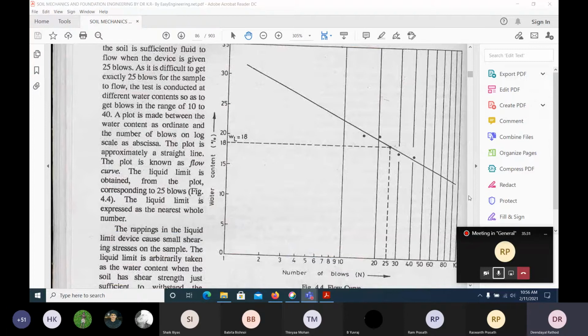What Casagrande says is the water content at 25 blows is called the liquid limit. Here, look at this one. This is the final conclusion of this particular experiment. Here I have drawn a graph. At 25 number of blows, whatever water content the soil is having, from the graph you can find out. In this case, the liquid limit is 18. That particular water content is called the liquid limit.